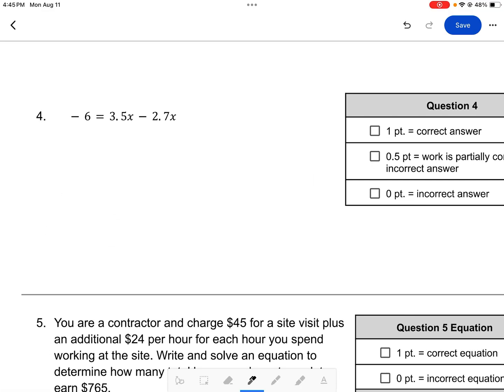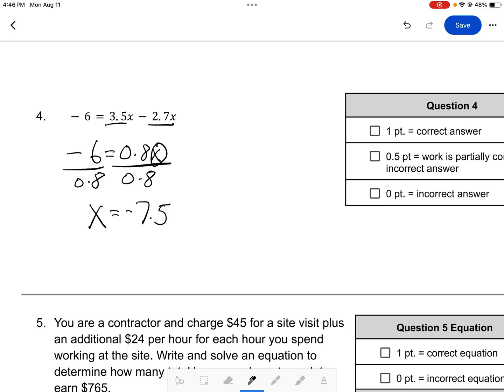Looking at number 4, this time I have decimals. I can combine these two numbers on the right side of my equation because they both have the same variable. So I'm going to subtract 3.5 minus 2.7. That gives me 0.8. So I have negative 6 equals 0.8x. To get x by itself, I'm going to divide both sides by 0.8. Negative 6 divided by 0.8 gives me negative 7.5. So x is equal to negative 7.5.